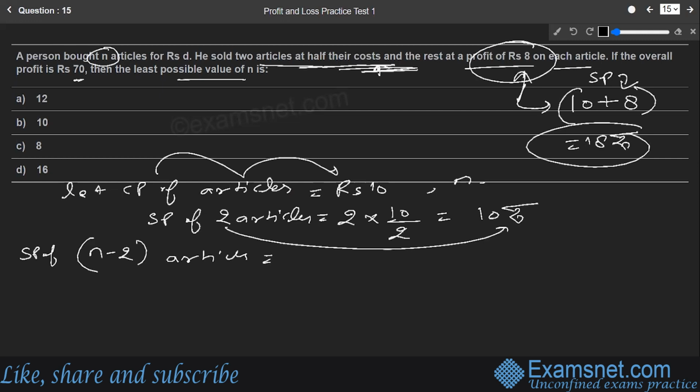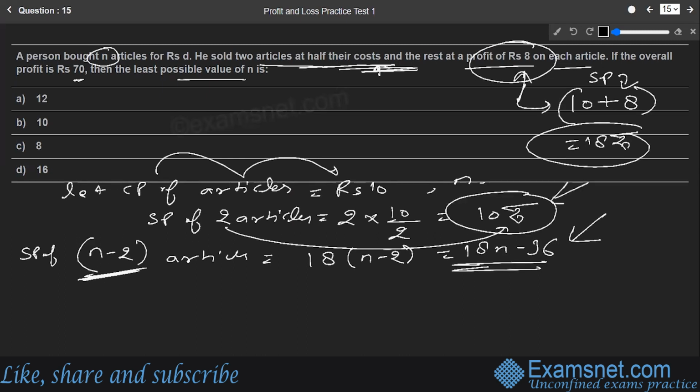How many articles do we have remaining? We have n minus 2 articles. So the selling price of those n minus 2 articles should be 18 into n minus 2, which is nothing but 18n minus 36. The selling price of the two articles sold earlier was 10 rupees. Now let us add the total selling price: 10 plus 18n minus 36 gives you 18n minus 26. So that is the total selling price of both lots of articles.